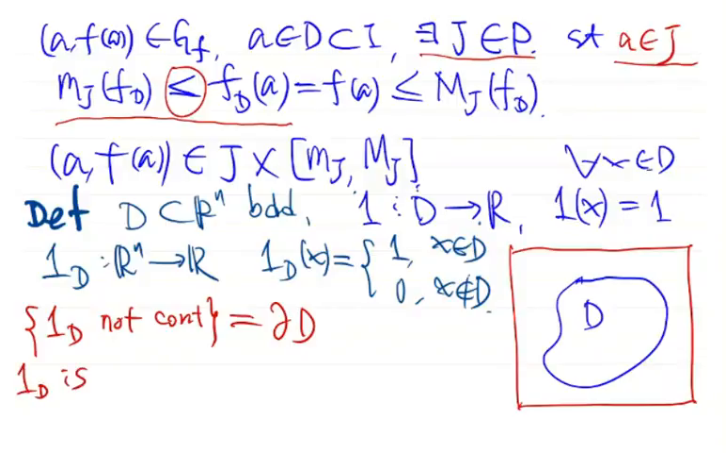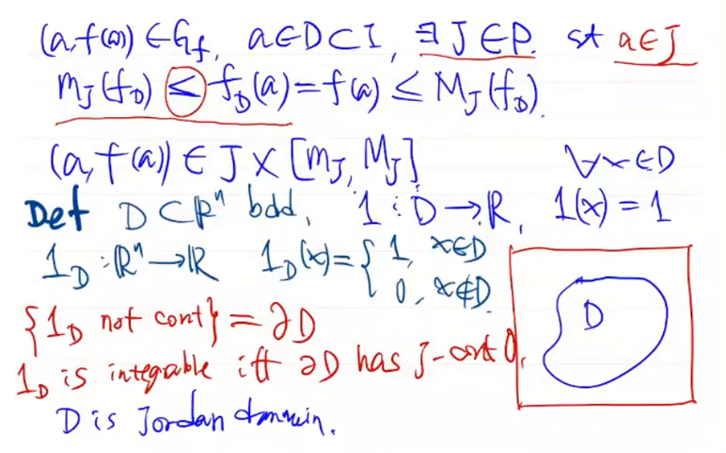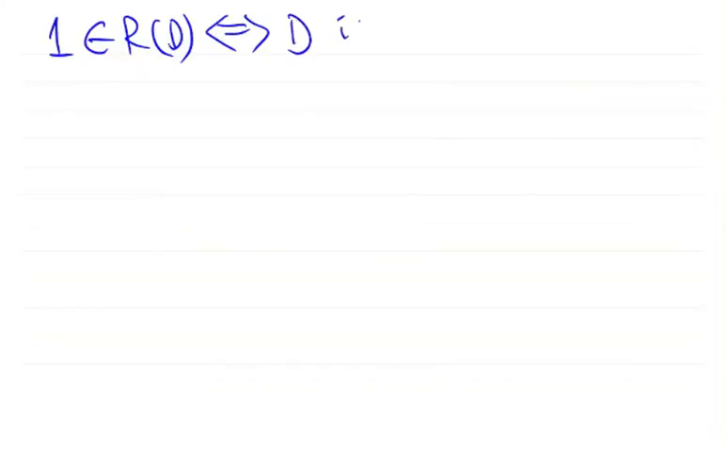Therefore, this function is integrable if and only if the boundary of D has Jordan content 0. That is, D is a Jordan domain. So that is the constant function. Our discussion here tells us that the constant function is integrable over D if and only if D is a Jordan domain.